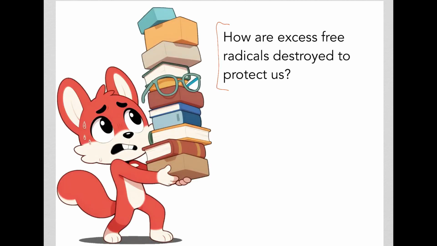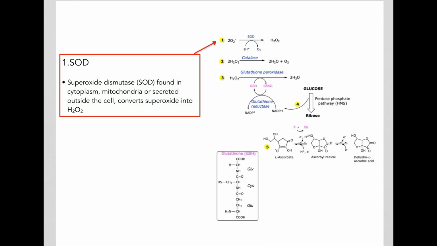So there are several different ways by which our cells protect themselves against excess free radicals. So let's look at these different mechanisms, how we protect ourselves against free radicals. So one is the enzyme we talked about earlier, superoxide dismutase, or SOD. This is found in the cytoplasm, mitochondria, and also sometimes secreted outside the cell. And basically what it does, it will eliminate or get rid of the superoxide anion, convert it into H2O2.